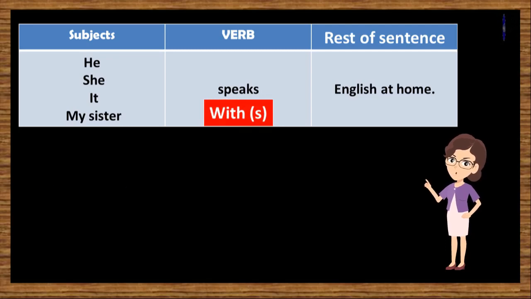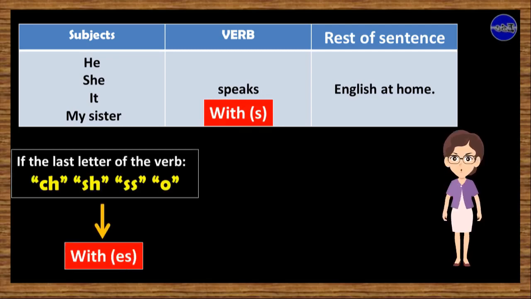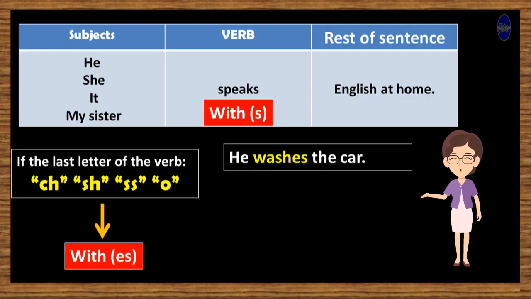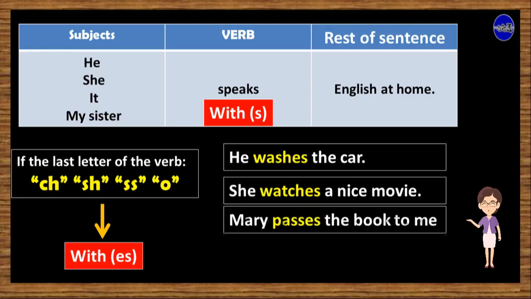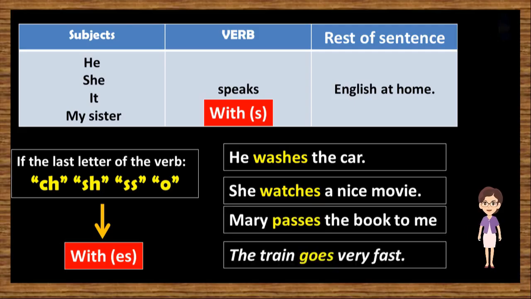What about es? We need to add es when the basic verb form ends in ch, sh, ss, and o. See these examples. He washes the car. She watches a nice movie. Mary passes the book to me. The train goes very fast.